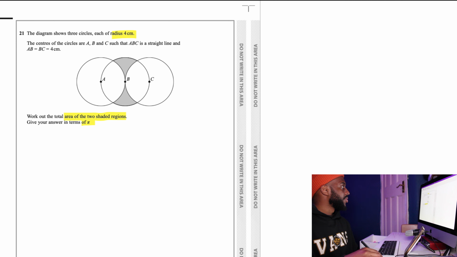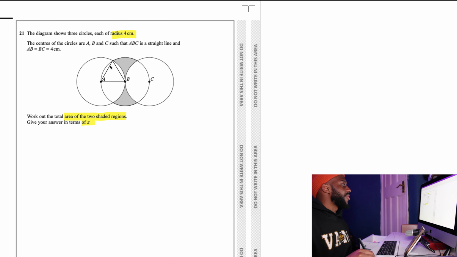We know that the radius is 4 centimeters. So we'll start on this side. That's the radius of both the left circle and the middle circle. This here is the radius of the left circle. And this radius here is the radius of the center circle.